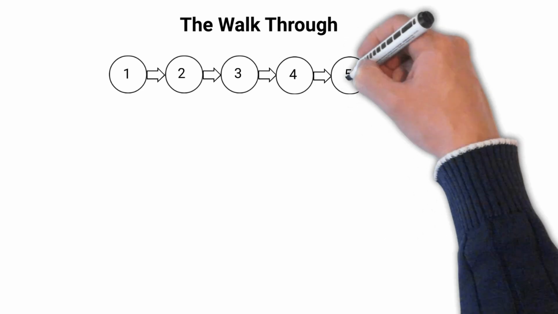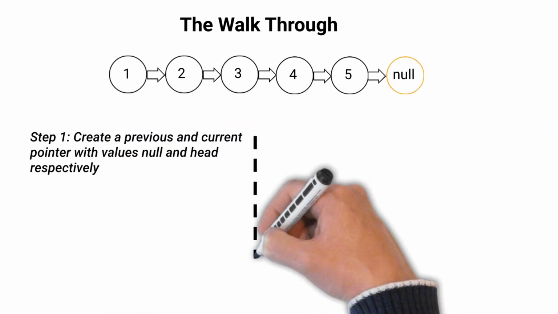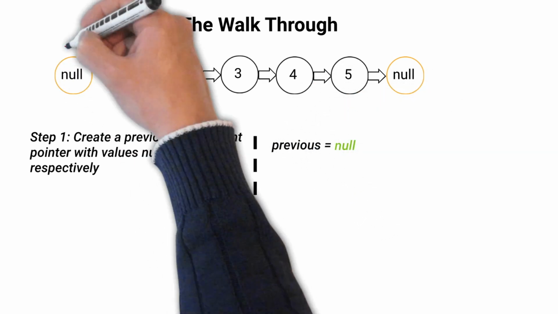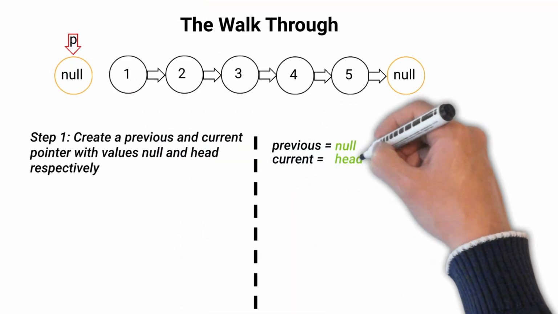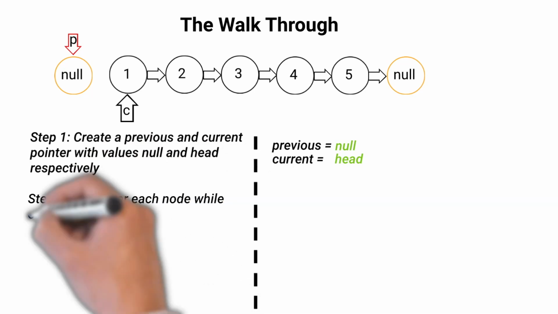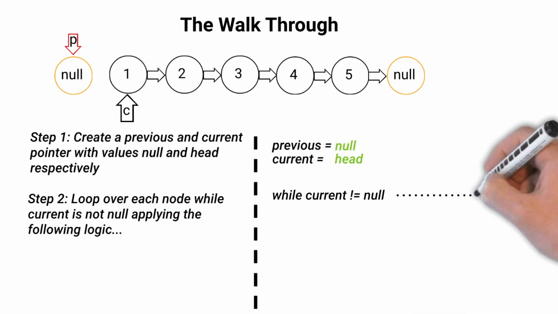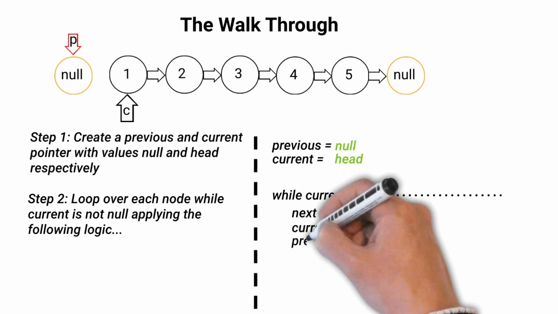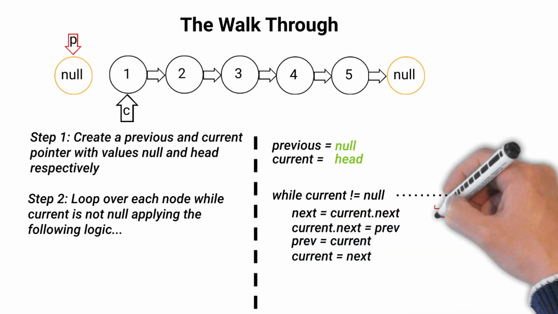Now let's walk through an example where we're given a linked list with nodes 1, 2, 3, 4 and 5. Step 1. Create a previous and current pointer with values null and head respectively. So here's our previous, and here's our current, which is pointing at the 1 node. Step 2. Loop over each node while current is not null, applying the following logic. Next is equal to current.next, current.next is equal to previous, previous is equal to current, and current equals next.